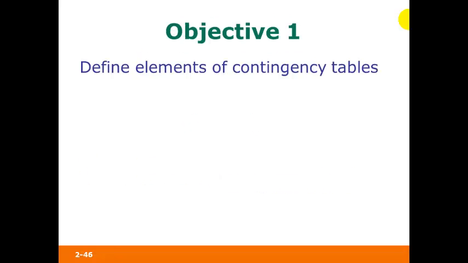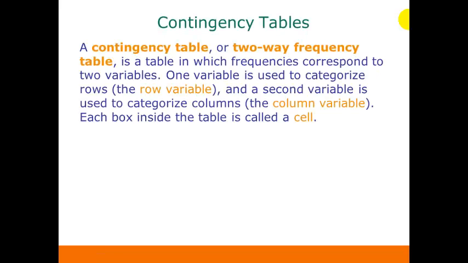So first, let's define elements of contingency tables. A contingency table, or a two-way frequency table, is a table in which frequencies correspond to two variables. One variable is used to categorize rows, called the row variable, and a second variable is used to categorize columns, the column variable. Each box inside the table is called a cell.